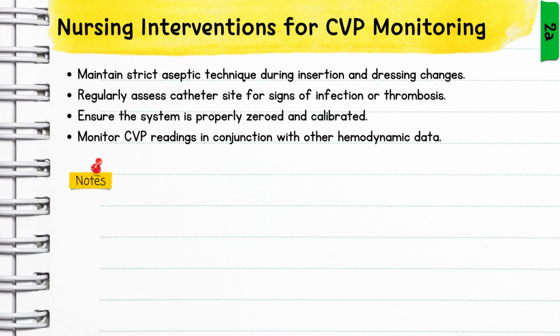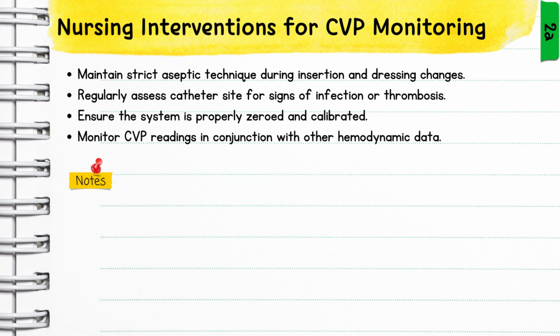So, nursing interventions for a patient that is getting their CVP monitored. You want to maintain a strict aseptic technique when you're inserting the catheter and doing any dressing changes. This goes hand in hand with central lines, same thing. So we want to prevent infections. Regular assessment of the catheter site for signs of infection, redness, swelling, anything like that. You also want to be assessing for thrombosis. So if the patient has pain or swelling in the limb, you want to make note and let your provider know and start interventions.